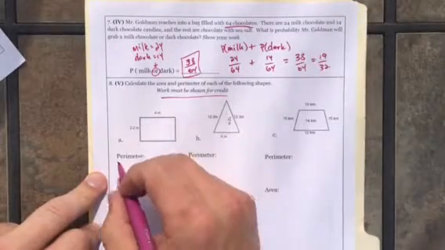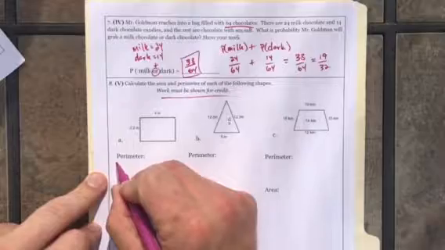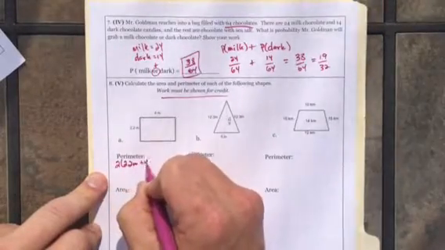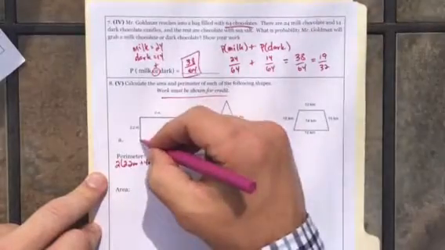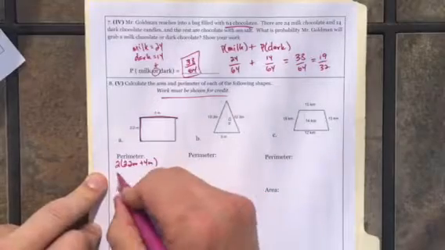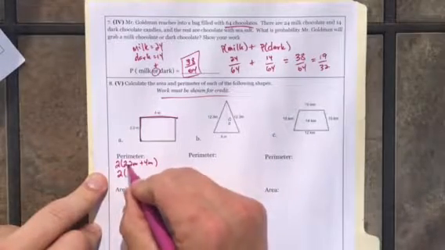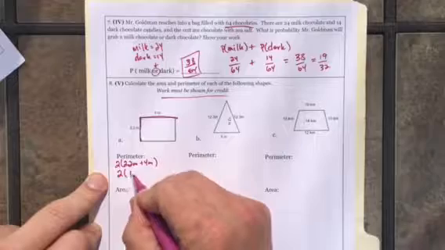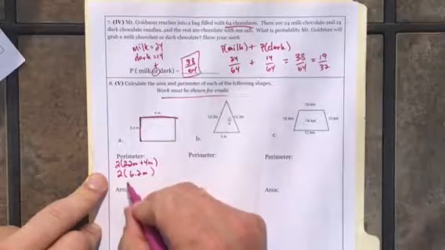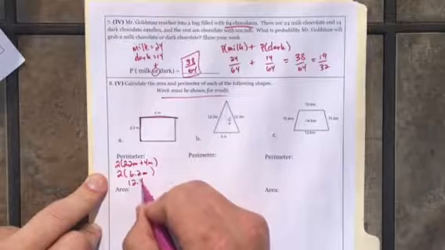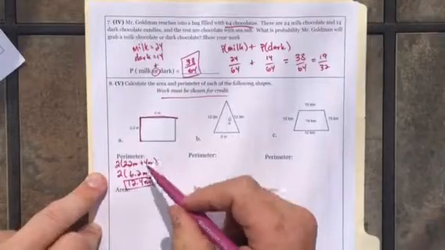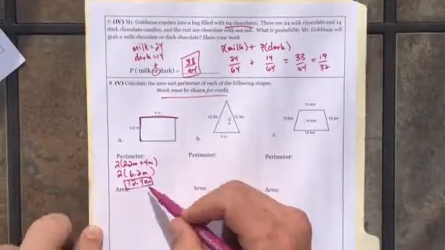For perimeter of a rectangle, a few ways I can do this. I like to do 2 times 2.2 meters plus 4 meters. That means I take this, add it to that, and then double it. So that's 2 times 2.2 meters plus 4 meters is 6.2 meters. And then 2 times that is 12.4 meters. You need to have the meters in your answer. You don't necessarily have to write it here, but it is helpful.